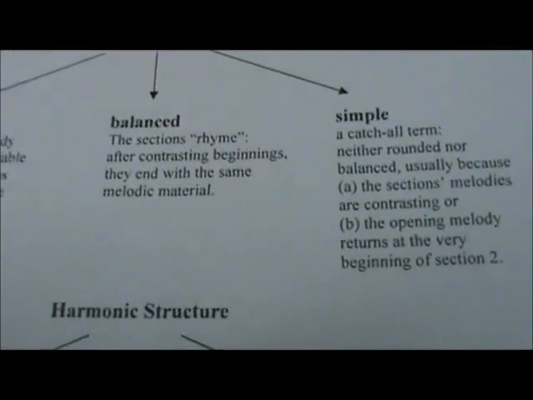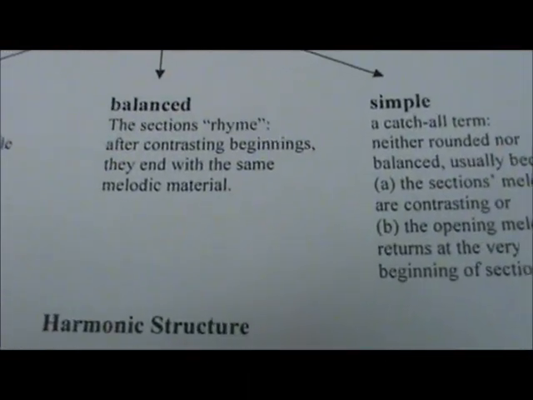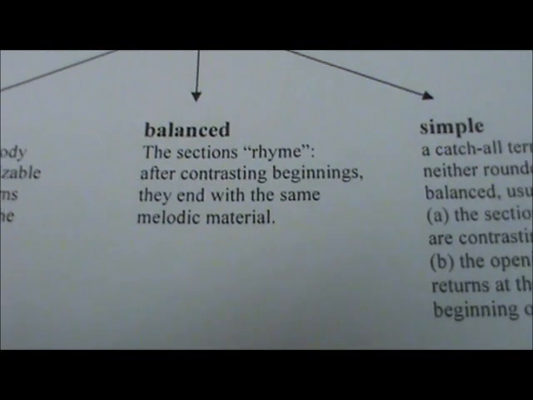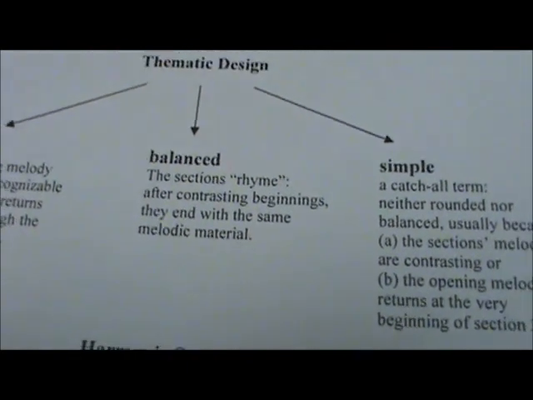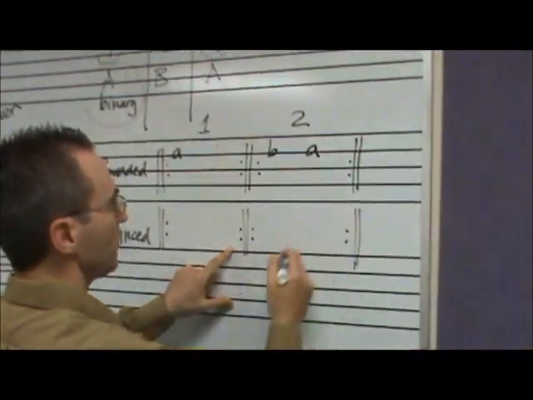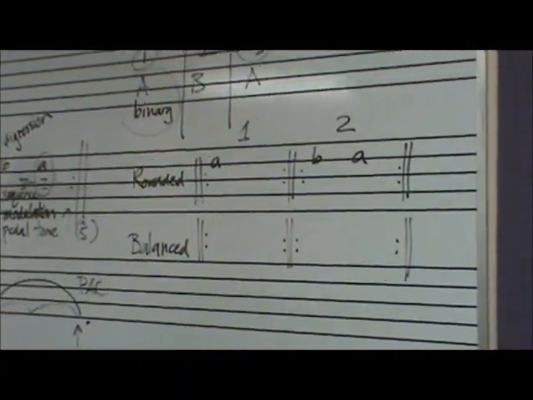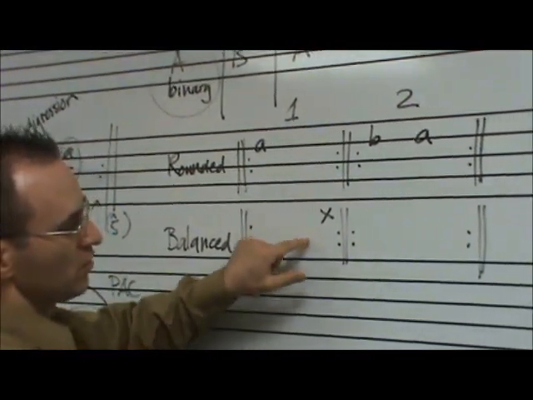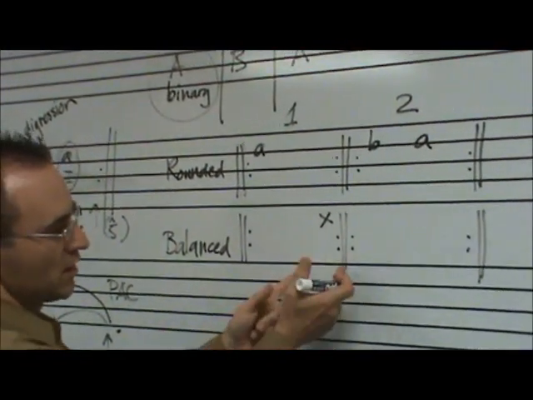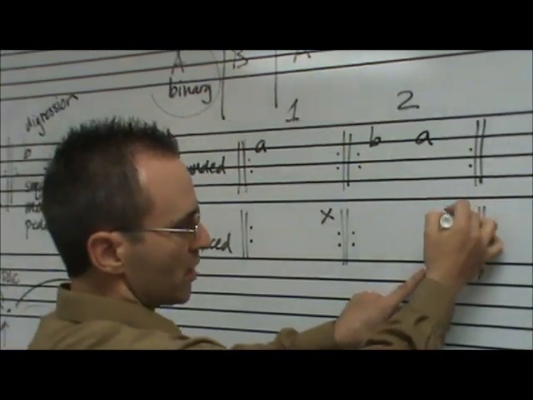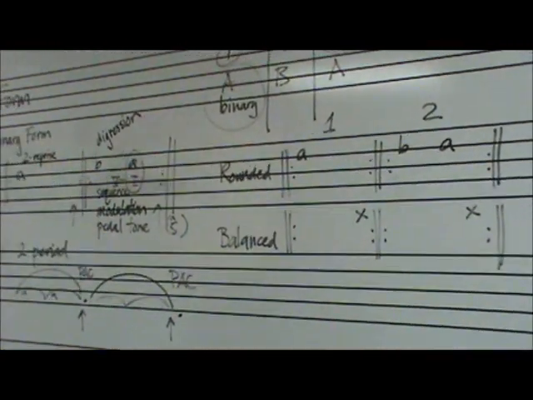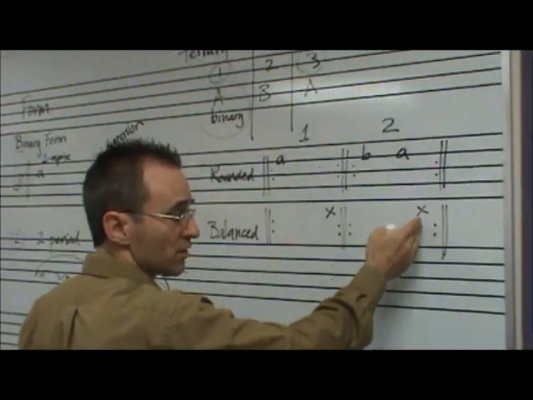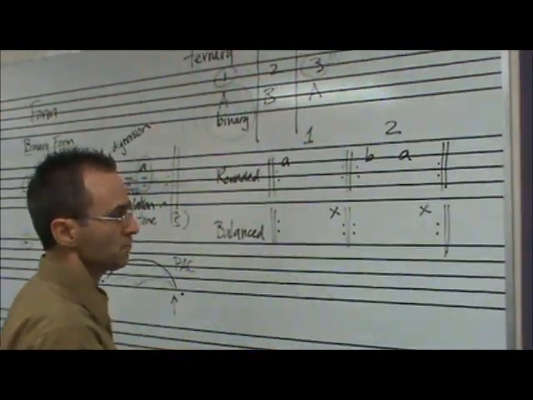So, let me write it up here as well. Balanced. Use the double bars and repeats to mark off the two sections again. Balanced means that whatever this did to end it, whatever motive closes out section 1, comes back, maybe in a new key, but still the same motive, coming back here to close it all out.